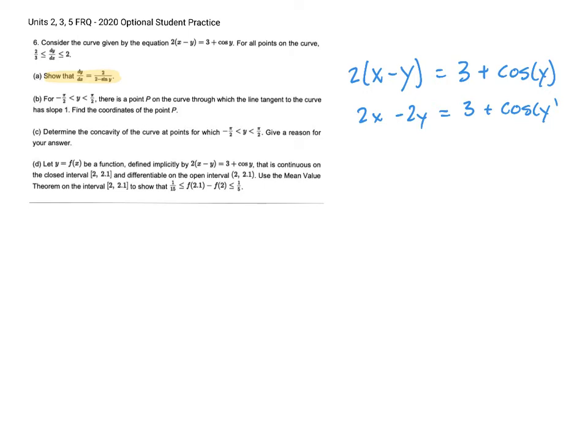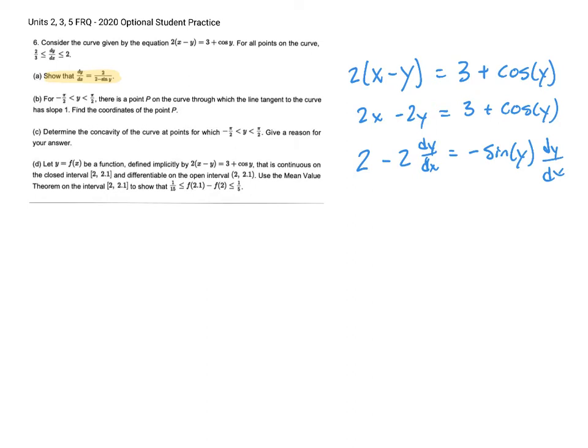Okay, so I've distributed, so the expression is a little easier to work with, and now I'm going to start the implicit differentiation. The derivative of 2x is 2. The derivative of 2y is 2 times dy over dx. The derivative of 3 is 0, and the derivative of cosine y is negative sine of y times dy over dx.